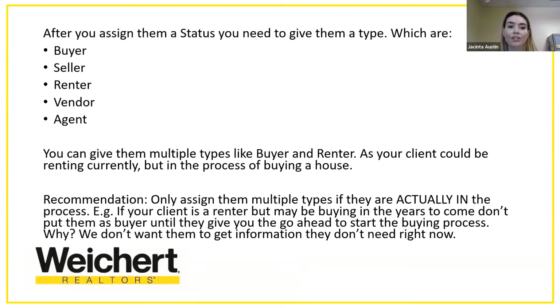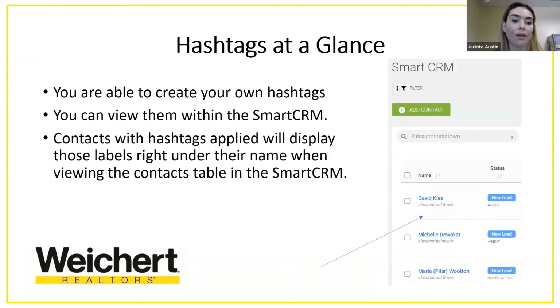As you know, then you've got your type: buyer, seller, renter, vendor, agent. You can have multiple types on there, but please keep it to something that they're going to actually do. Think about how you buy a house or something like that.